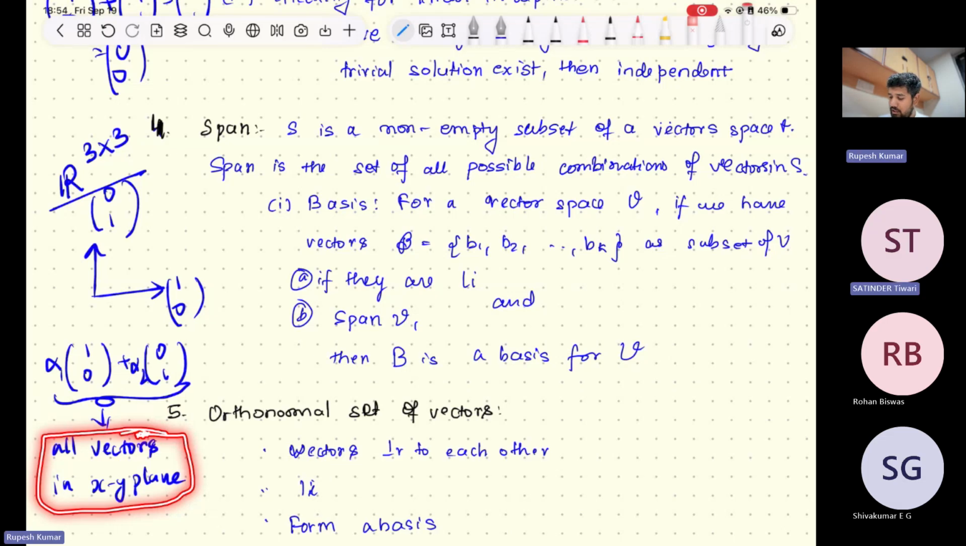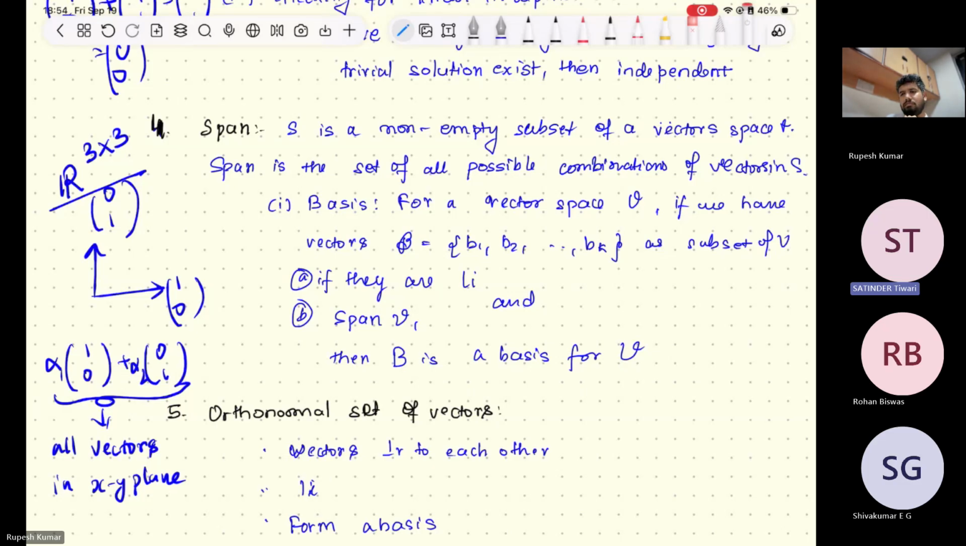If you scale the vectors and then add them up, whatever vector you can achieve, whatever vector you can reach, lies in some vector space, and that vector space is essentially known as the span of these two vectors. That's it.